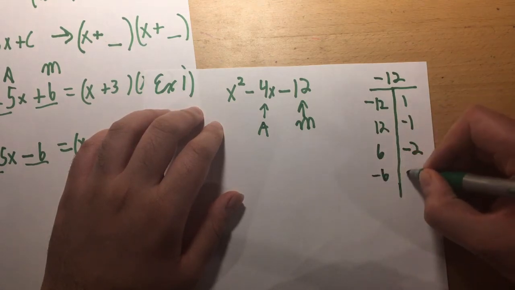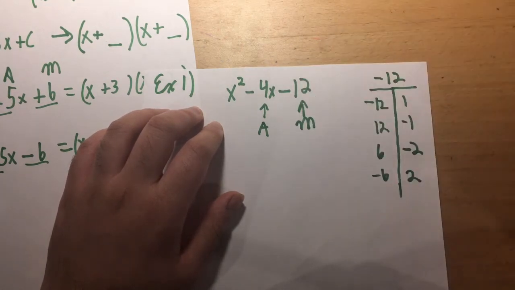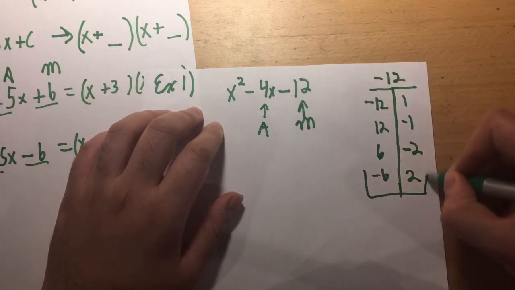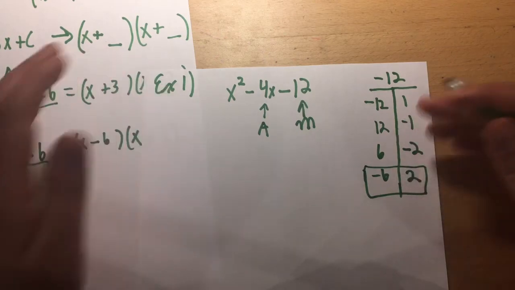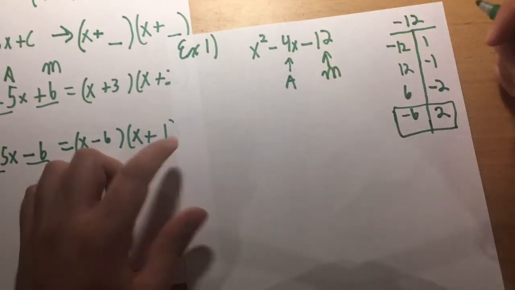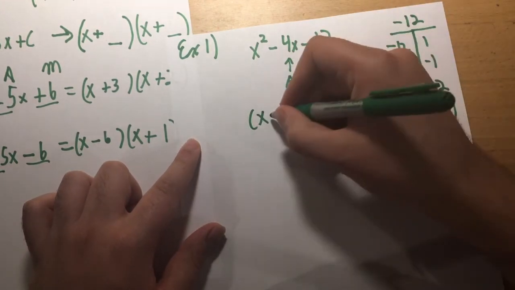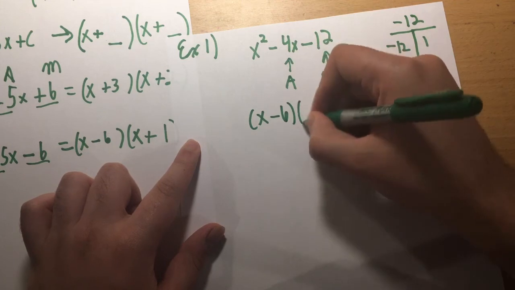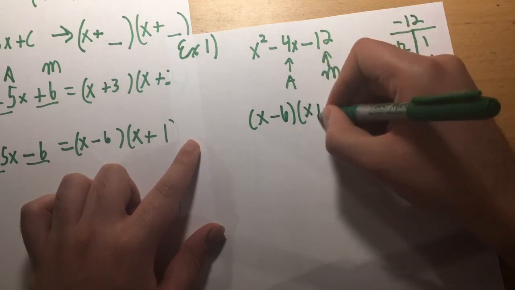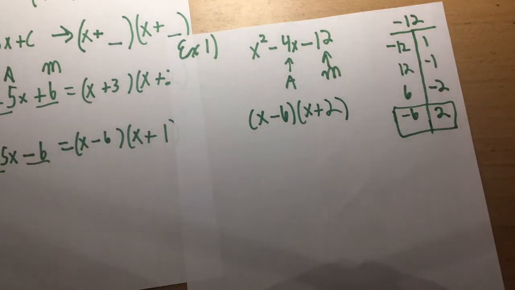Negative 6 and positive 2 multiplies to negative 12, and it even adds to negative 4. So that's the one we're looking for, all right? Now that we found our numbers, let's just put them in. Let's write this term out. X minus 6 is our first number, and x plus 2 is our second number. Easy as that, right?